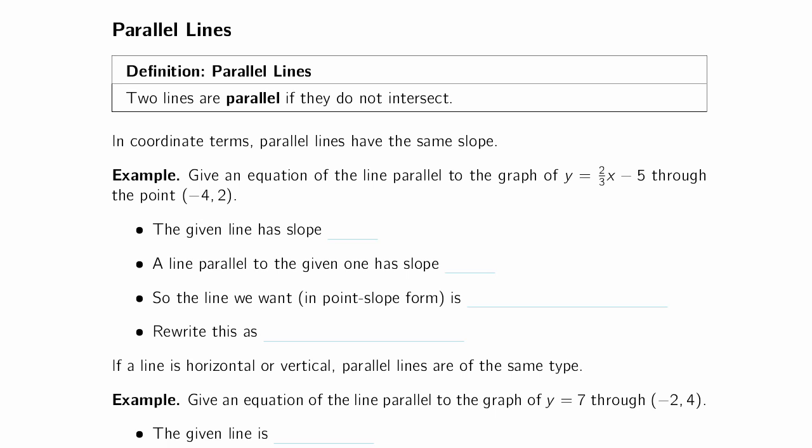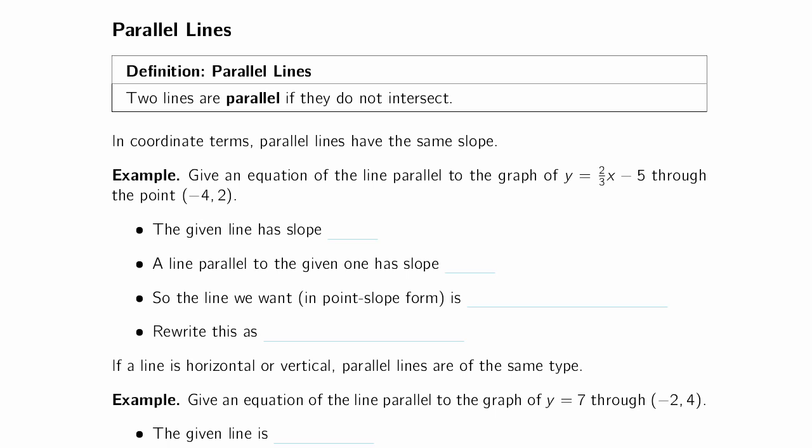When we're talking about lines geometrically, one of the first things we're interested in is parallel lines. So lines that extend all along their length and never intersect. In coordinate terms, parallel lines will be lines with the same slope, which also means that in a coordinate plane, there's only one line parallel to a given line through a given point.